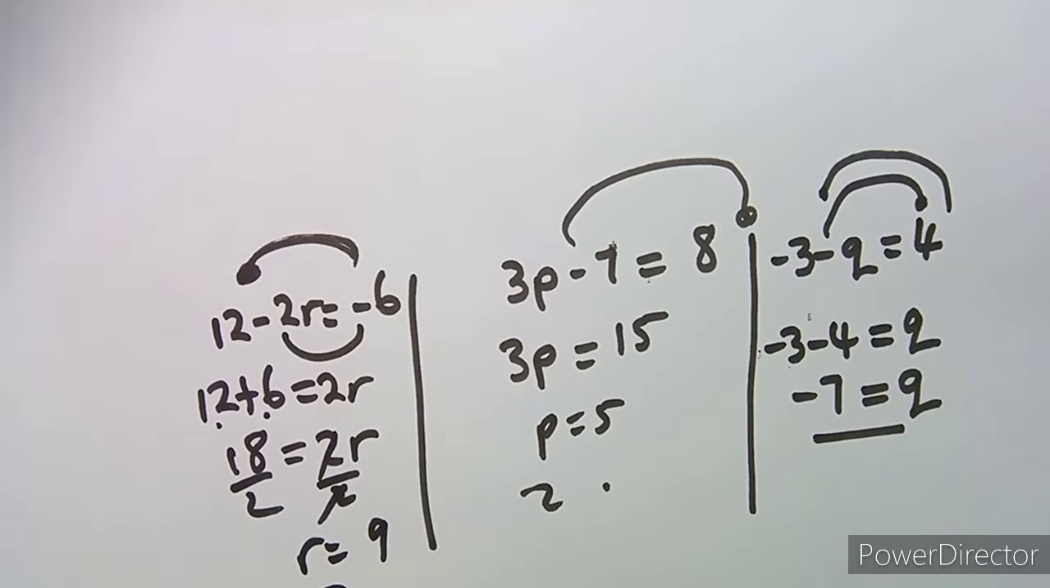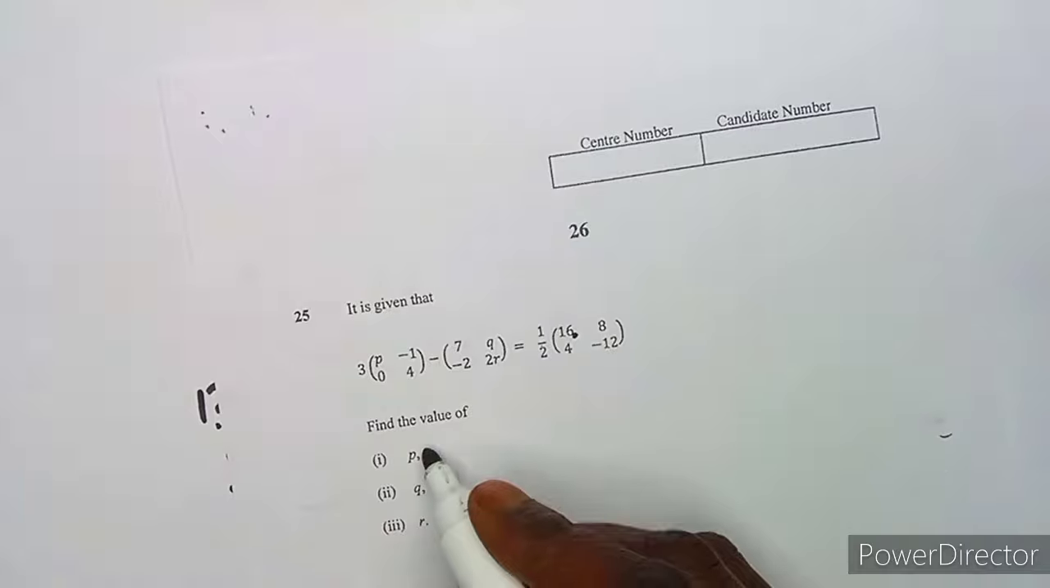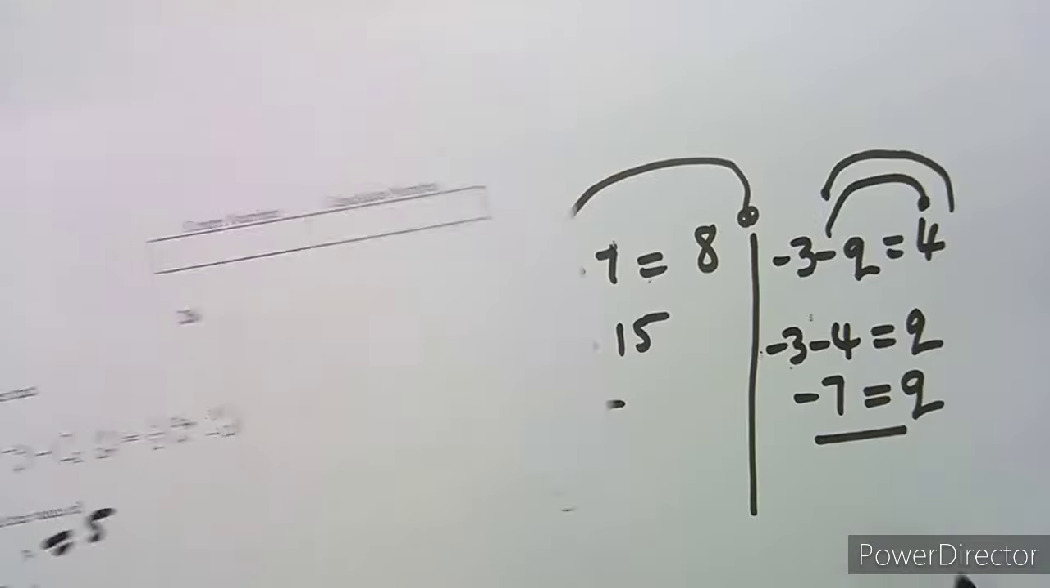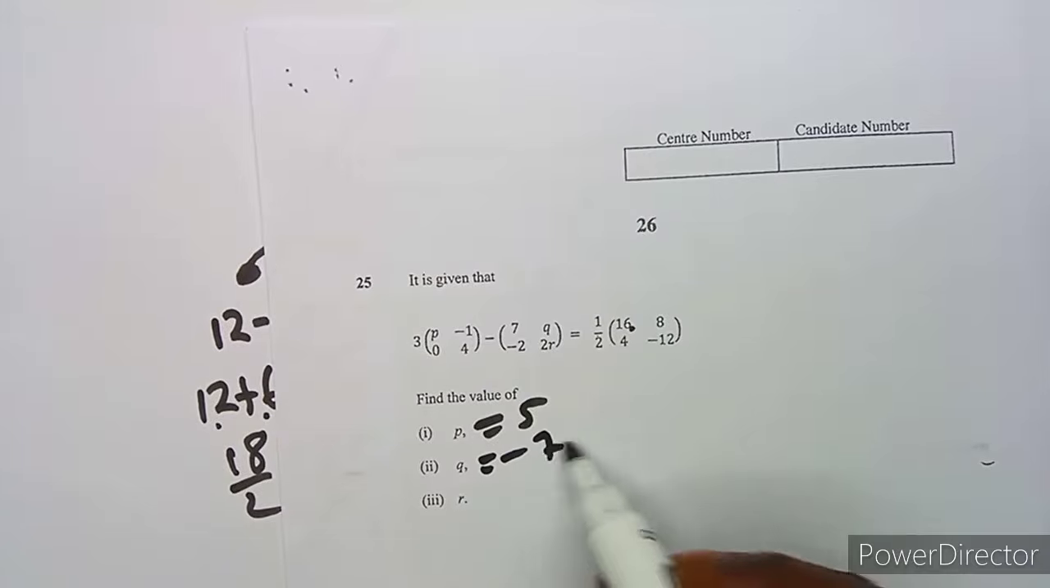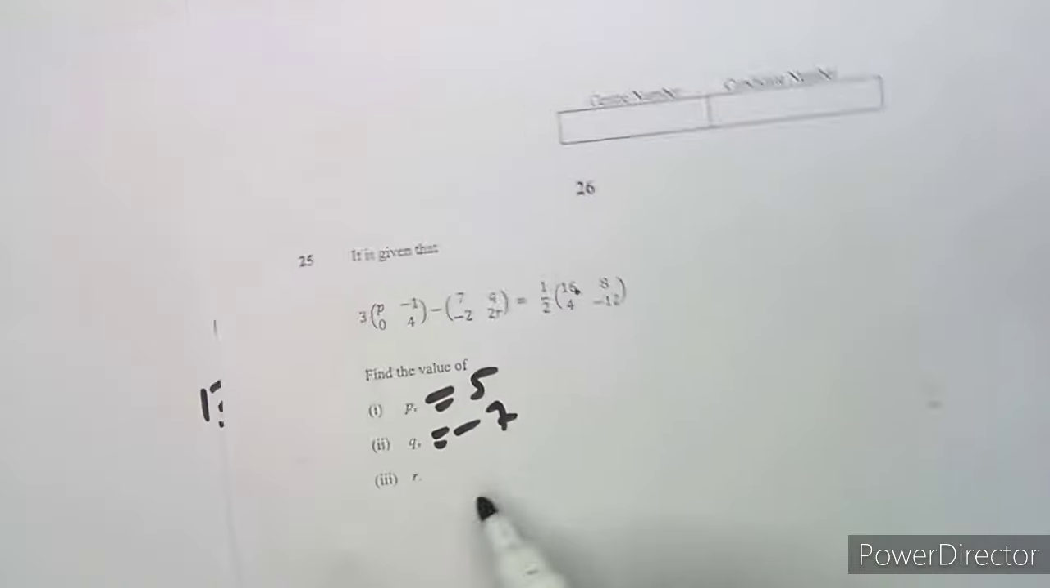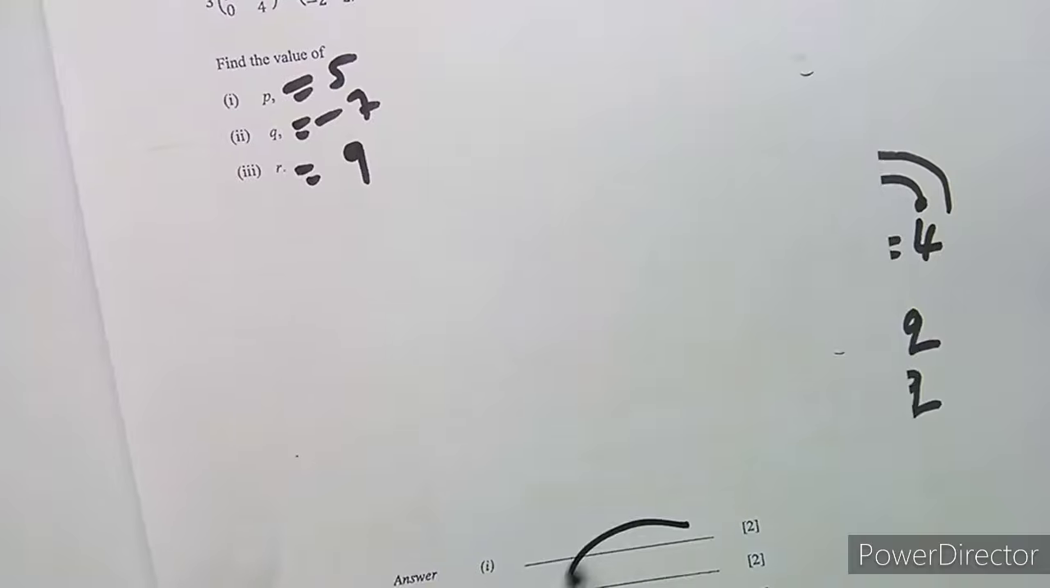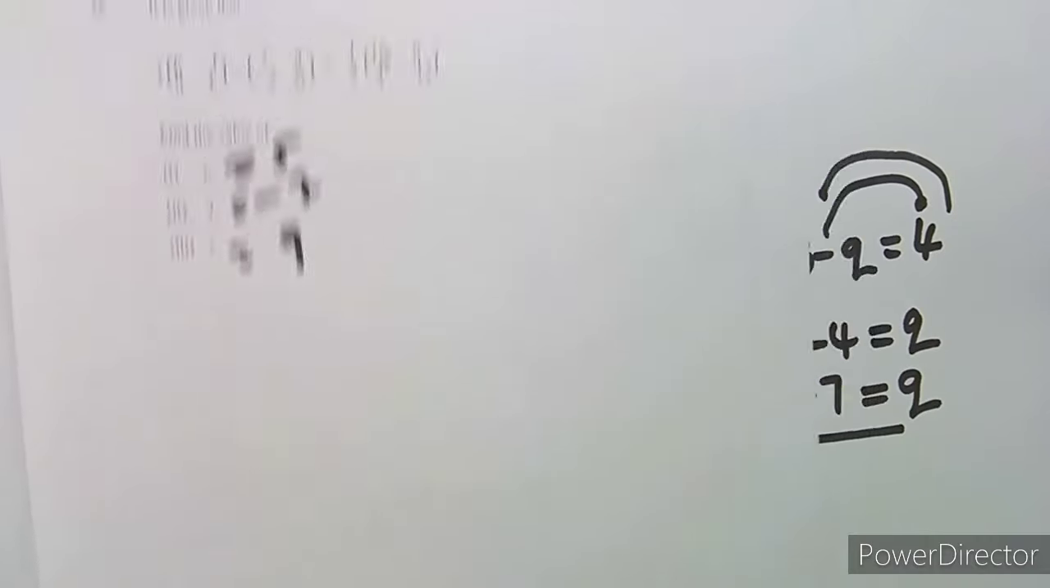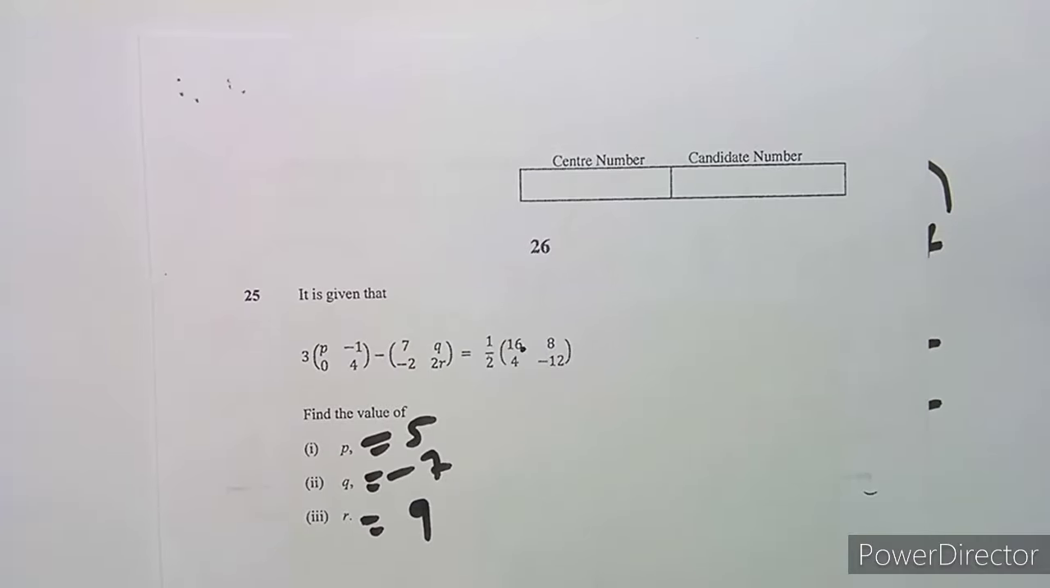So guys, as you can see, now you can just have it. We obtained our p, which was 5, our q, which was minus 7, and our r, which was 9. So these are the values that you have to write properly here. That is what is important. So actually, that is what we had, guys.